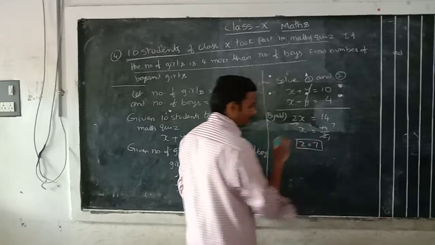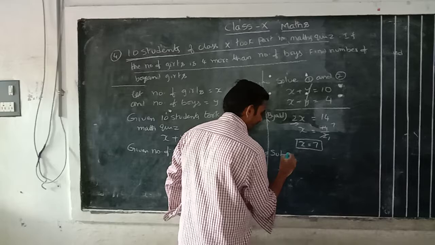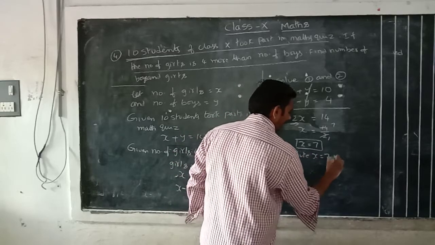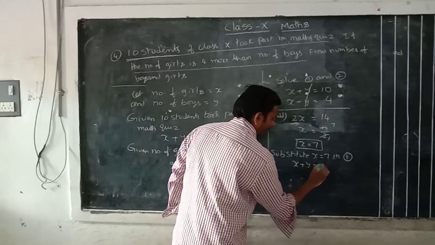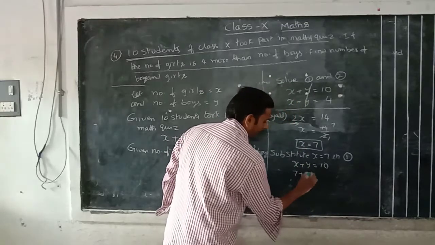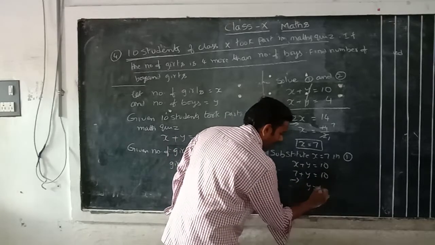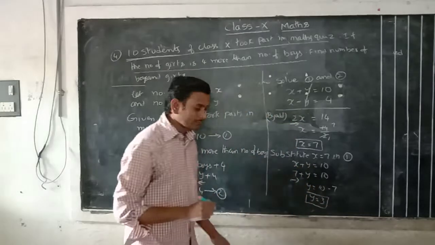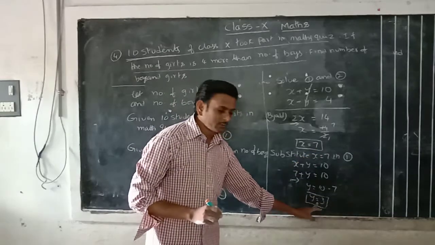7. Now we place 7 in equation 1. Substitute x equal to 7 in equation 1. That means x plus y equal to 10. X value is 7, so 7 plus y equal to 10. Now move 7 to that side, y equal to 10 minus 7. Y equal to 3. 10 minus 7, 3. X equal to 7 means number of girls equal to 7, number of boys equal to 3.